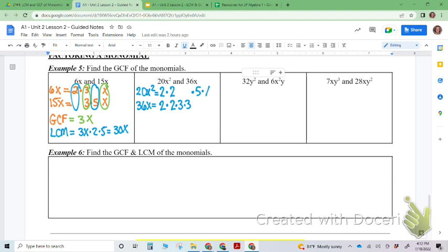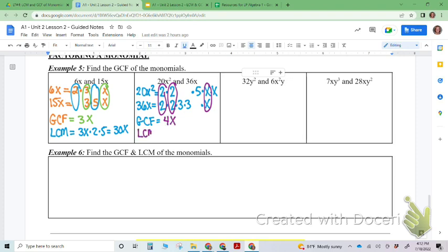So for the top one, I've got x squared. For the bottom one, I have an x. And then for GCF, looking for things that are in both. So they both have 2 times 2 times x. So 2 times 2 is 4, so 4x.